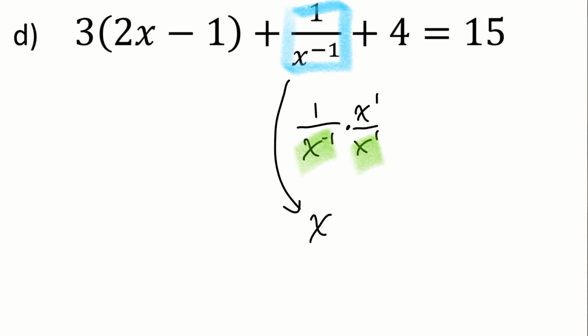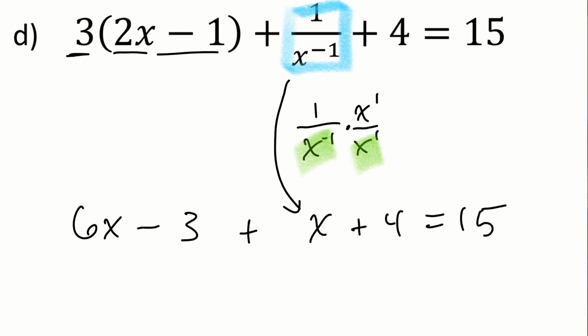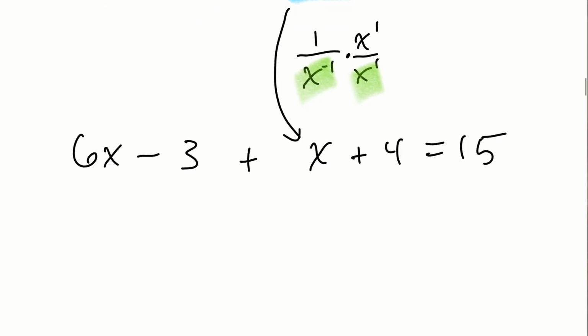Also, I can use the distributive property here. I'm multiplying 3 times this 2x and this negative 1. That's going to give me 6 times x minus 3, right? So I hit both of those with a factor of 3. And then I have this plus x and then plus 4, and that equals 15. The left-hand side can be simplified to 7x plus 1 equals 15.